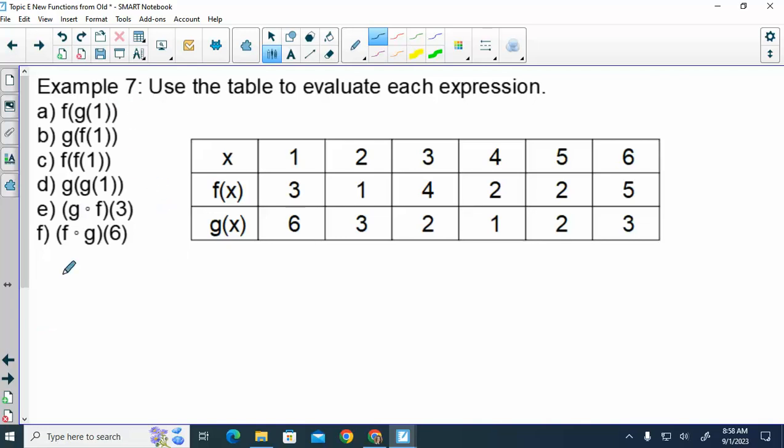So A, F of G of 1. So you start on the inside. This says when X is 1, tell me what function G is equal to. So when X is 1, G is 6. So G of 1 gets replaced with a 6. So now I have to find F of 6. That means when X is 6, what is function F equal to? 5.